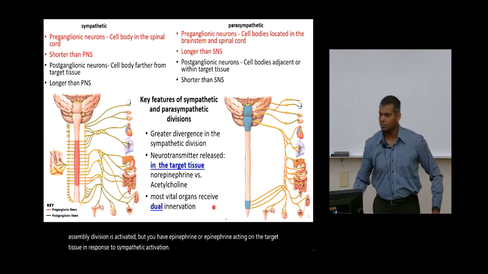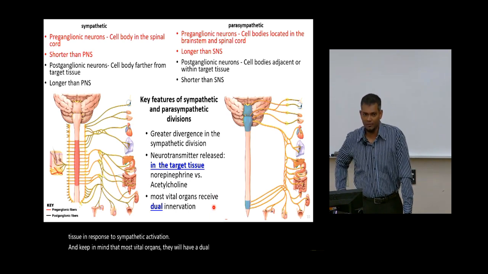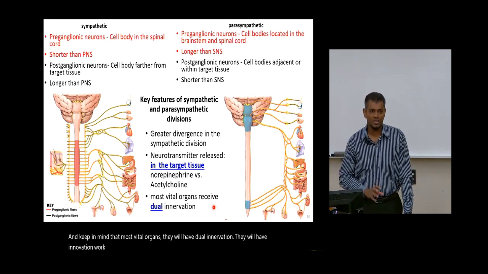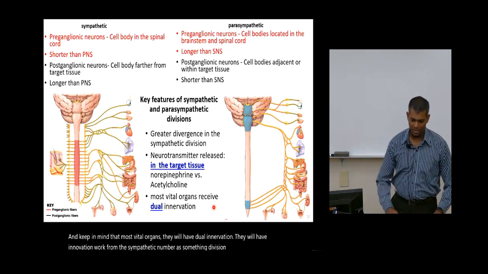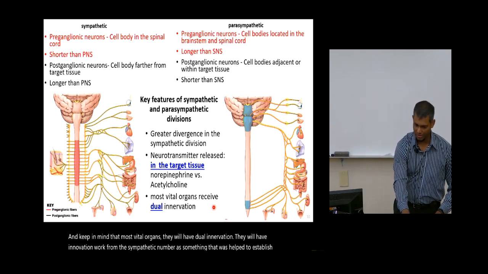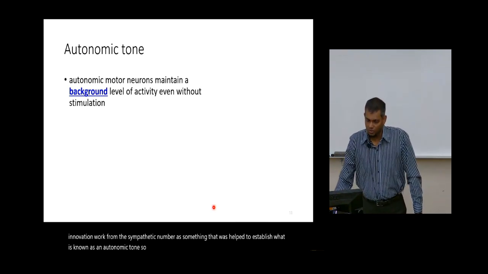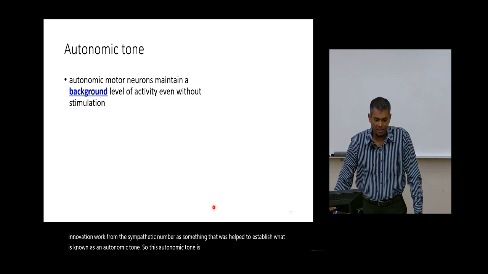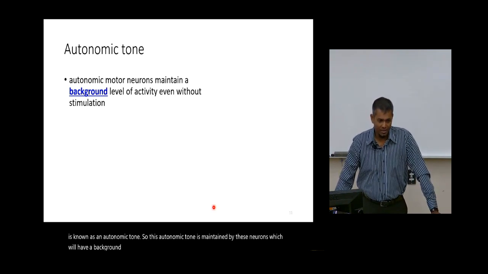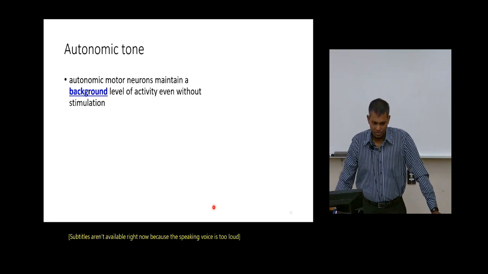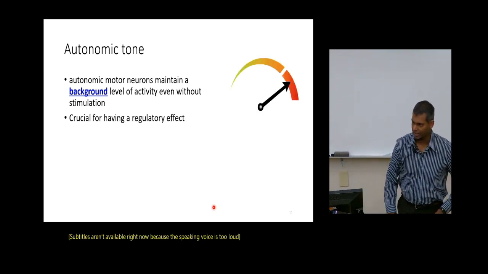And keep in mind that most vital organs will have a dual innervation. They will have innervation both from the sympathetic and the parasympathetic division, right? And that will help to establish what is known as an autonomic tone. So this autonomic tone is maintained by these neurons, which will have a background level of activity even without any stimulation, right? And the importance of this is to have a regulatory effect.